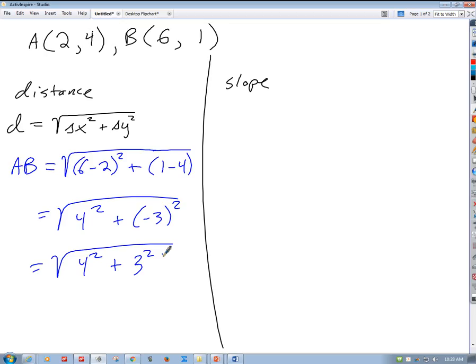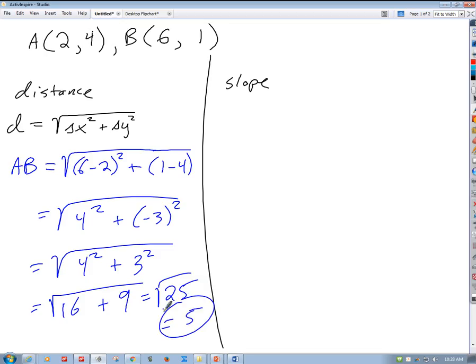So our result ends up being square root of what? 16 plus 9, square root of 25, which is what? 5. So we get a distance of 5, right?